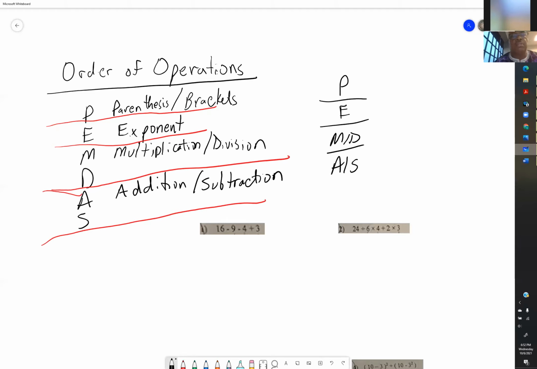Now, the most important is parentheses, brackets. Next is exponents, or exponents and roots. Then multiplication, division, and then addition, subtraction. And then if you have maybe multiplication, division on the same line, or 2 different exponents on the same line, you go from left to right. Let me write that out, left to right, as to do which one first.